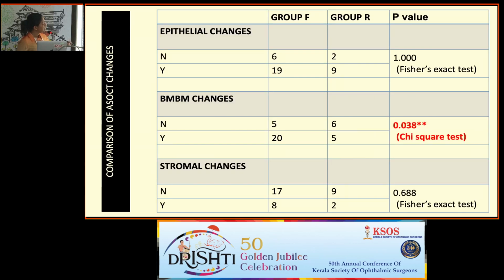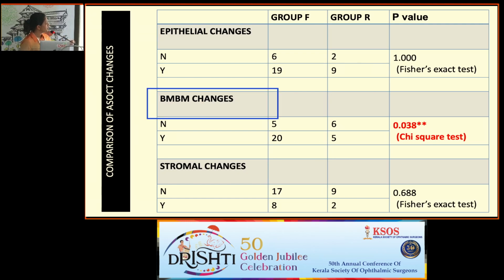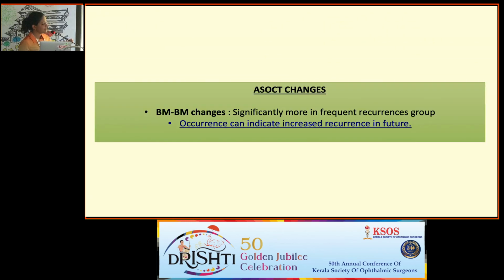So we went ahead and compared these changes between the frequent recurrence and the rare recurrence group. And even though epithelial and BM changes were seen in majority, only BMBM changes were noted to be statistically significant between the two groups. So what does this mean? This means that the BM changes are more frequently seen in the patients complaining of frequent recurrences, and the occurrence of this on ASOCT could probably indicate that this patient will have more recurrence in the future.